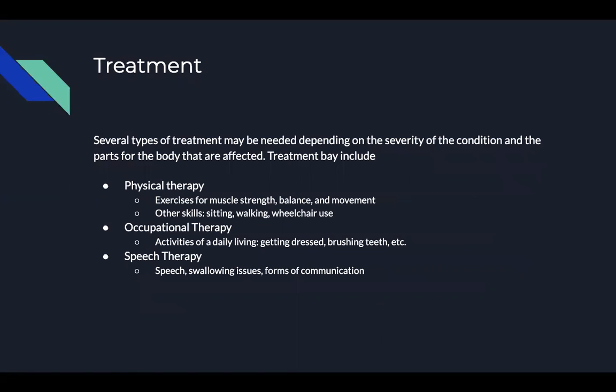Thank you. So there are several types of treatment that could be used depending on the severity of the condition, and these treatments can be used in conjunction or by themselves. So the first one is physical therapy. This is like exercises that can be used for muscle strengthening, balance, movement, and it can also help with other skills such as sitting, walking, or wheelchair use.